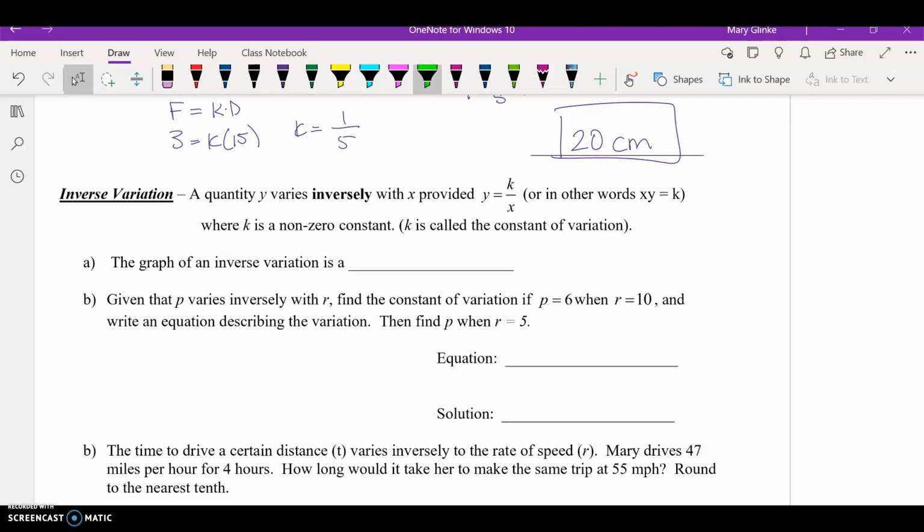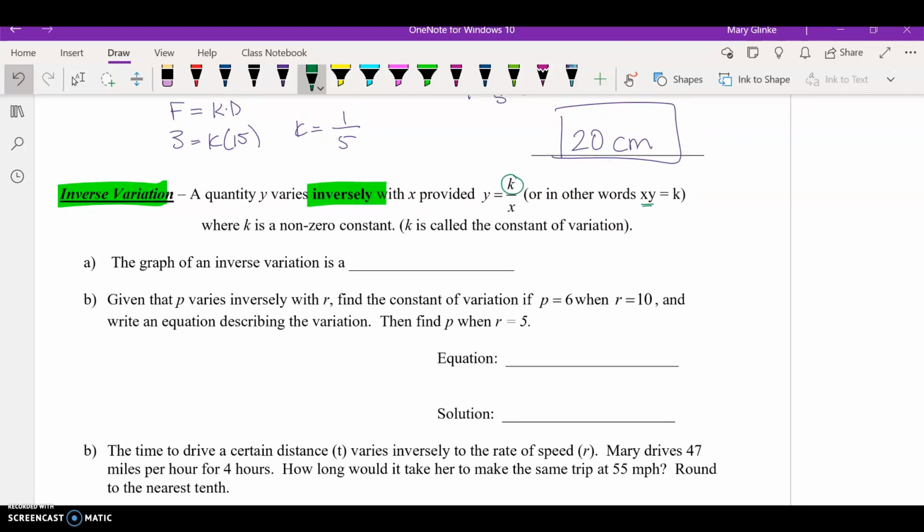The next type is going to be called inverse variation. So you'll see something like y varies inversely. When this happens, you're still going to have that constant of variation, but instead of being y equals k times x, it's y equals k over x. You can rewrite this to say x times y equals k, but we're going to focus more on our y equals k over x equation most of the time.